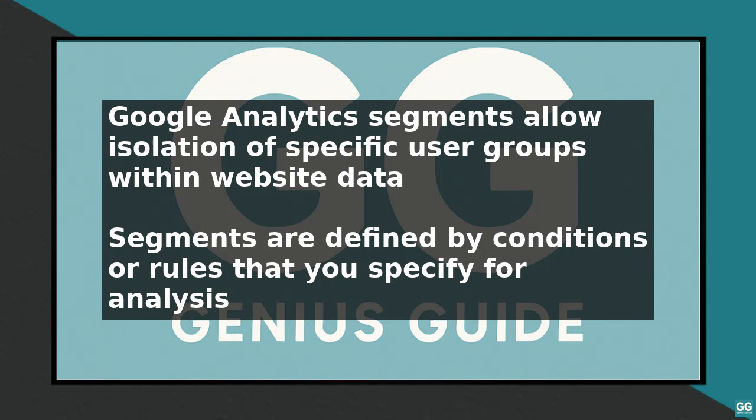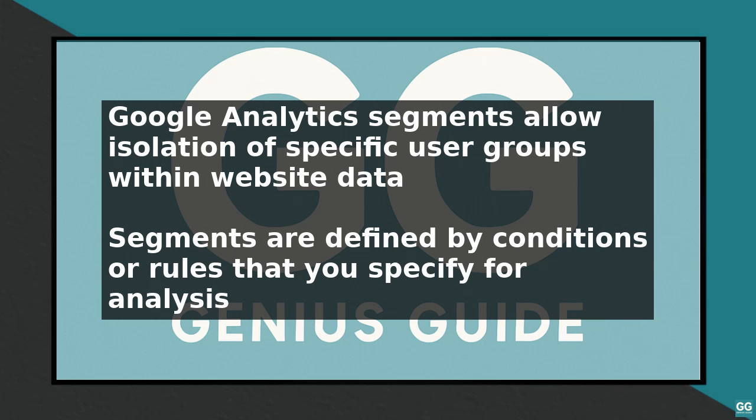Google Analytics segments are a powerful tool that allows you to isolate and analyze specific groups of users or sessions within your website data. A segment is a subset of your data that is defined by a set of conditions or rules that you specify.